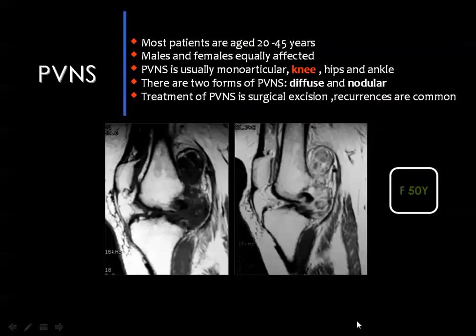And one of the important issues for the diagnosis of pigmented villonodular synovitis is the detection of multiple intra-articular synovial masses that are most likely black in the T1, but they should be black in the T2 weighted images.